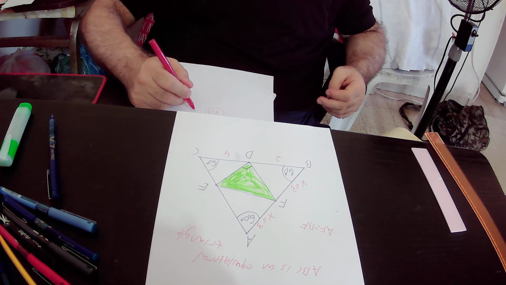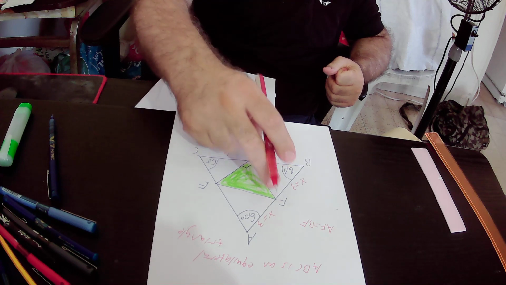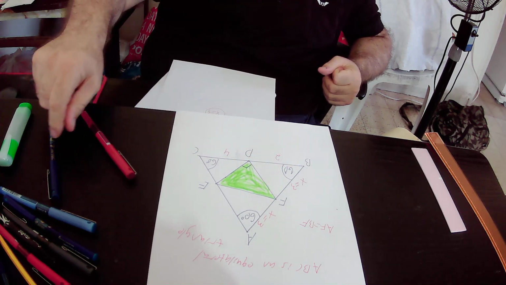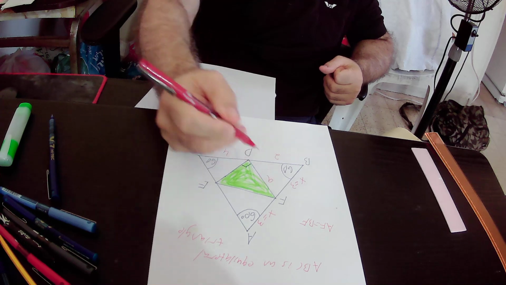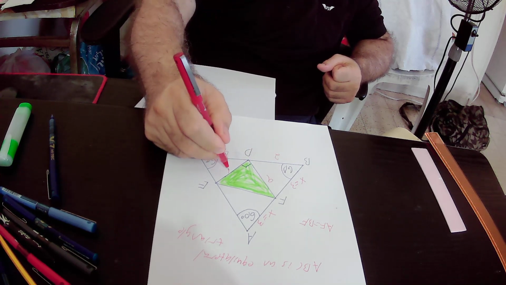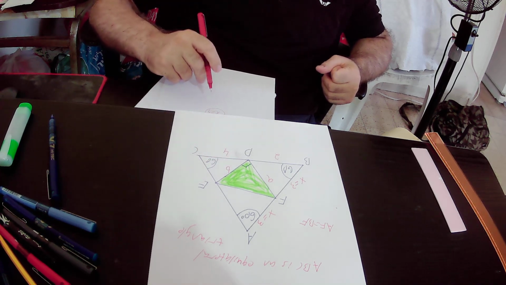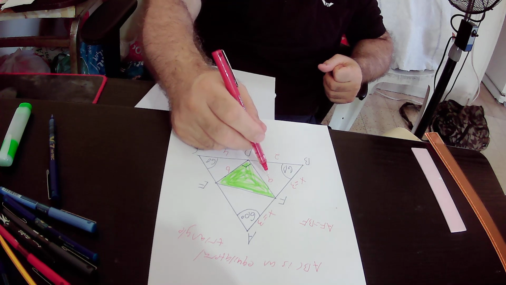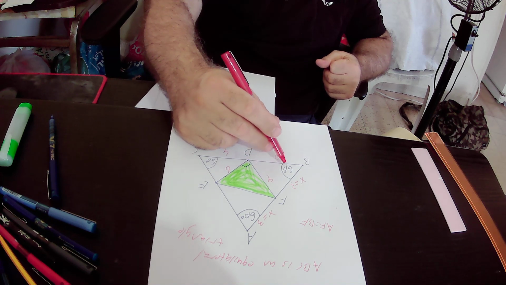Okay? In the next step, we will define FD as a, and in the next step, we will find the value of a according to the law of cosines.